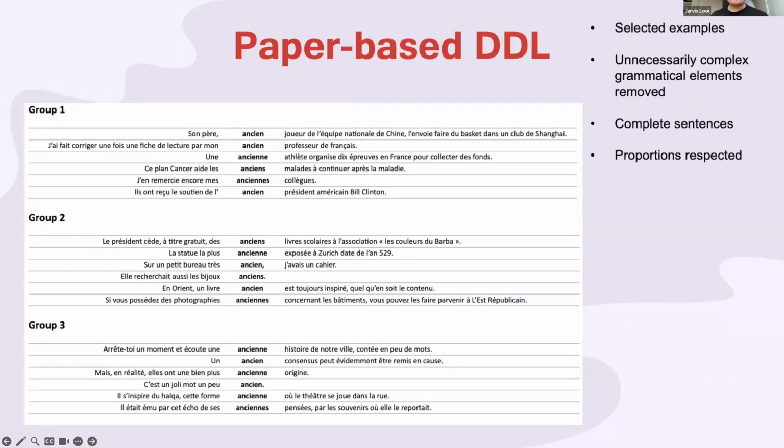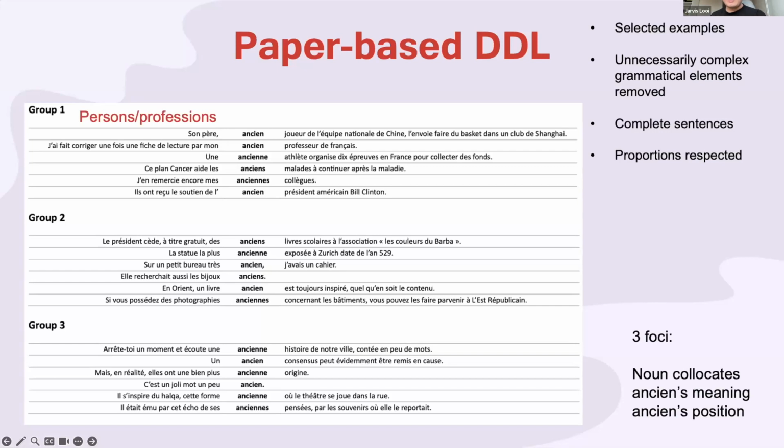Now, there are basically two types of DDL, right? Paper-based and hands-on DDL. So paper-based DDL has the following characteristics. The examples are selected, unnecessarily complex grammatical elements are removed, the concordances are presented as complete sentences, and the proportions of the observed distributions are respected. So in the first example here, we focus on the noun collocates of ancien and how these nouns can predict the meaning and subsequently the placement of ancien. In the first group, for example, we have nouns denoting professions, and we know that when ancien means former, post position is impossible, and therefore the students will only find this example all in NT position.